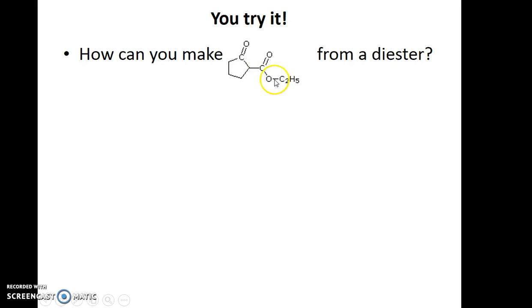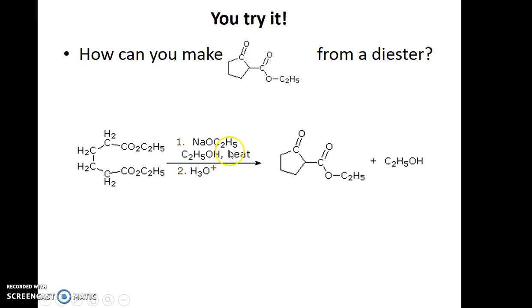How can you make this from a diester? Well, this is from a Claisen condensation, so if I cut right here and put an ethoxy back on there, that gives me the diester that I need. How many carbons am I going to have? 1, 2, 3, 4, 5, 6. So this is the reaction. 1, 2, 3, 4, 5, 6. Claisen condensation. This carbon is right here with the ethoxide taken off, and then this is this group right there.